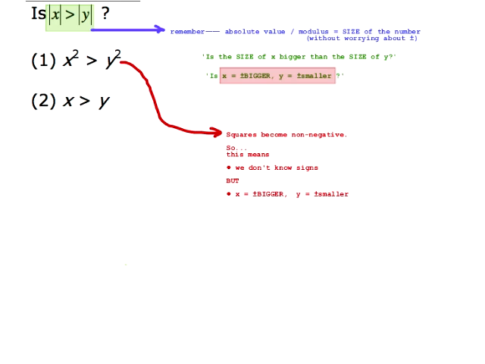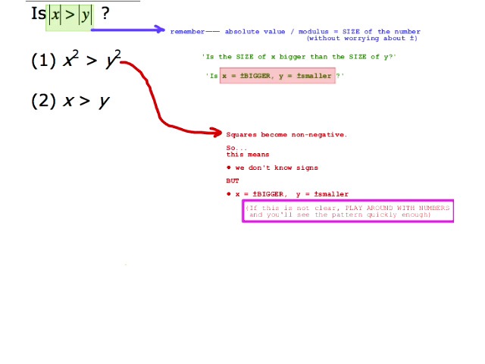And again, if this is not clear, probably the most important takeaway is that you should play around with numbers, and you'll see the pattern fairly quickly. The point is to not sit there and wonder about it, but to mess around with numbers and investigate. y can also be 0. Plus or minus smaller does include the notion of 0. Absolutely, right.